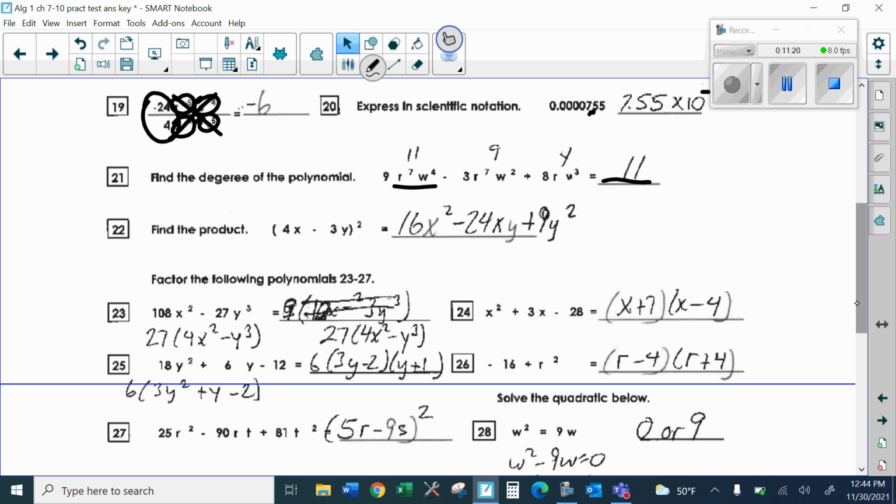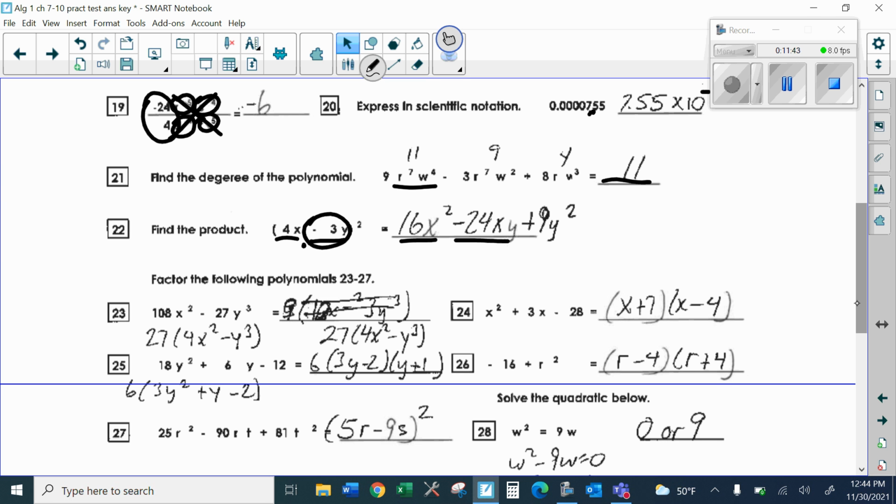Product, we're just squaring a binomial. The shortcut is to square the first term. So 4x times 4x is 16x squared. To get the middle term, I multiply these two together. It gives me negative 12xy, and double that, negative 24xy. And last term is I square the second term. Negative 3y times negative 3y is positive 9y squared. It's always going to be positive because you're squaring it.